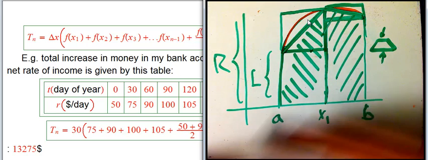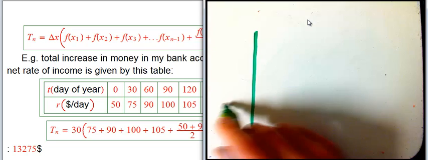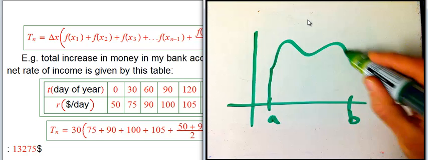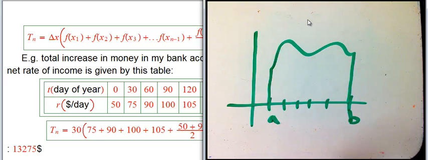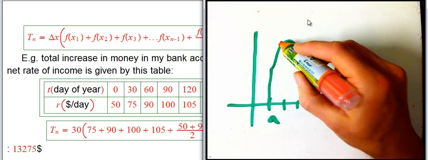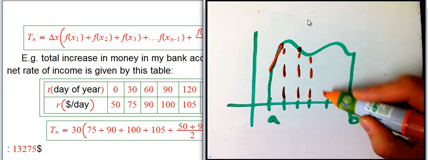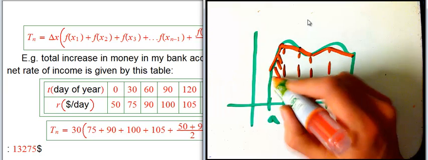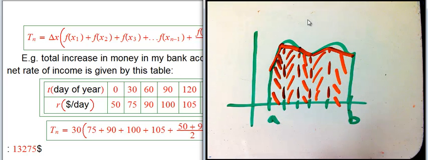Let me actually just draw real quick one with more subintervals. So if we had A here and B here, and here's our function like this, and we have more subintervals like this, then one good way to think about what we're really doing is we're just connecting the dots. Connecting those dots produces a straight line function, and we're just getting the area of that trapezoid, and the area of that trapezoid, and the area of that trapezoid, etc. So that's the basic idea of why it's called the trapezoid rule.